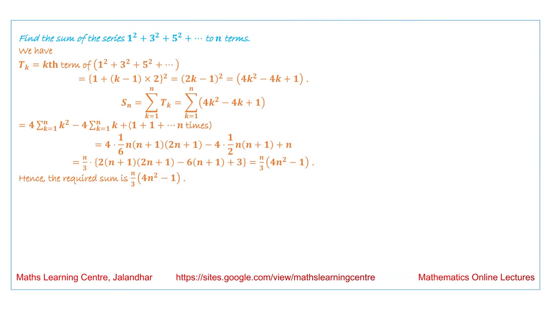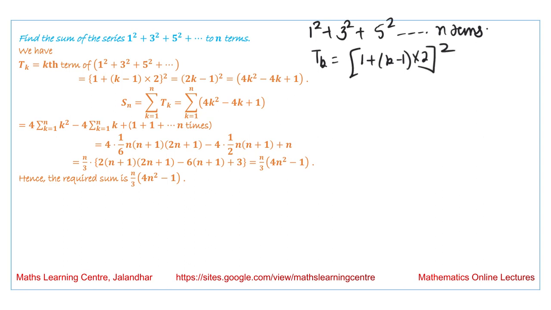Next is to find the sum of this series: 1 square plus 3 square plus 5 square and so on up to n terms. If we look at the general term, we are talking about tk, which is (1 plus (k minus 1) into 2) square. We are talking about 1, 3, 5, and so on. This is an AP, and the terms of this AP are given by 1 plus (k minus 1) into 2, and the power over here is 2.